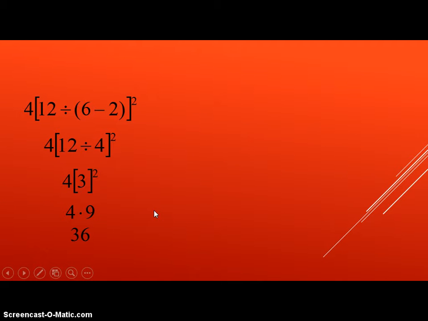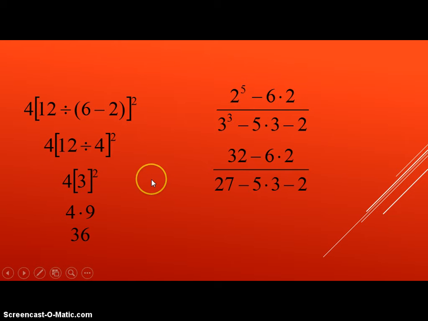All right? Let's look at the second problem. Now we have one of these fraction problems. So in order of operations, I'm going to do this at the same time. I'm going to do 2 to the 5th right now and 3 to the 3rd right now, in the next step. 2 to the 5th is 32 and 3 to the 3rd is 27. Now I'm going to take care of each of these multiplications at the same time. So I'm going to do 6 times 2 is 12 and 5 times 3 is 15.